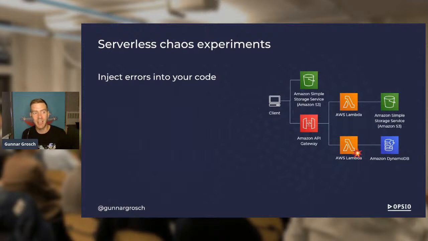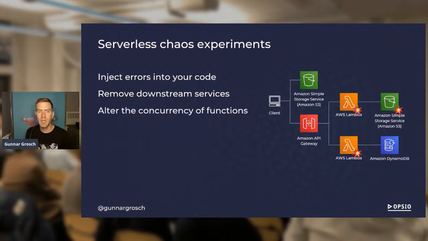We can, for instance, inject errors into our code to see how the code handles these errors, or the function service handles these errors. We can create errors, we can create exceptions, and so on. We can, of course, remove downstream services. And this is one that I like to do when building solutions, because checking to see how my application handles that a downstream service isn't available. And we can work with the concurrency of functions to see how it scales, or if it's limited, what happens if it doesn't scale as our architecture perhaps intended it to.